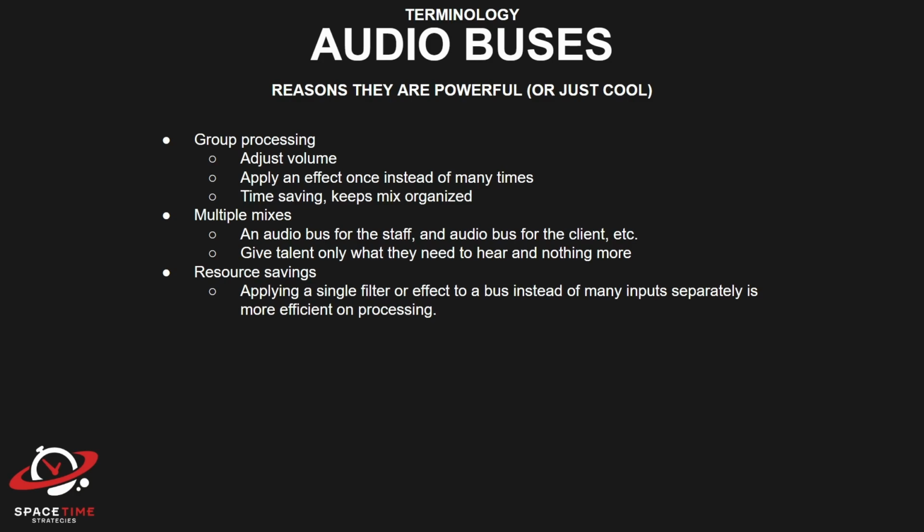I'll also route exactly what the talent needs to hear to bus G, and then set the vMix calls to listen to bus G. The third reason is resource savings.